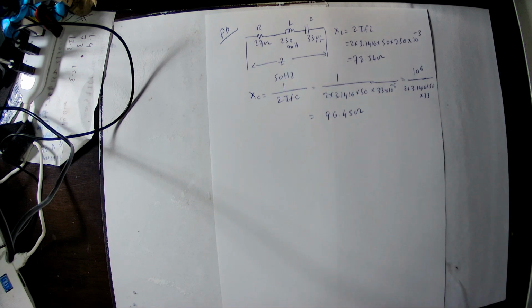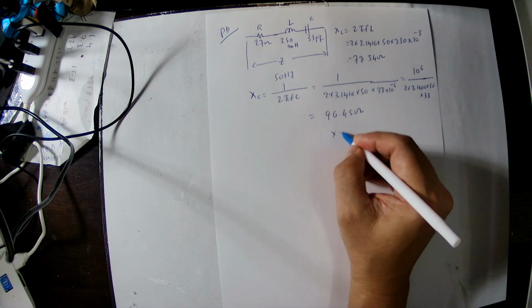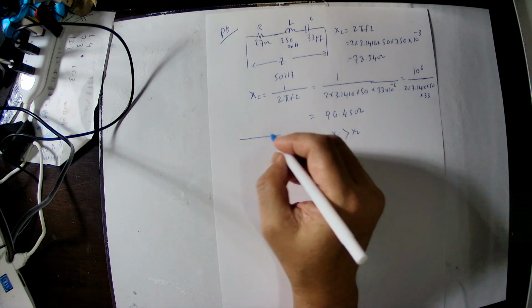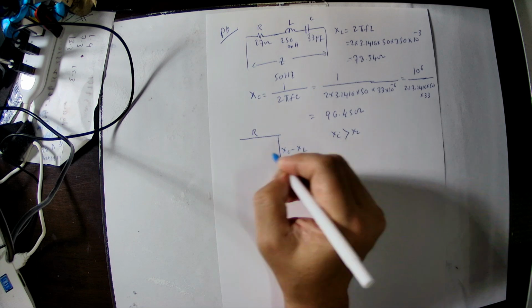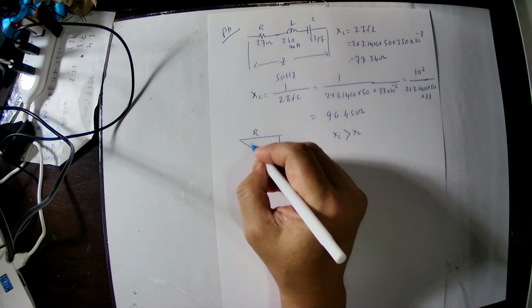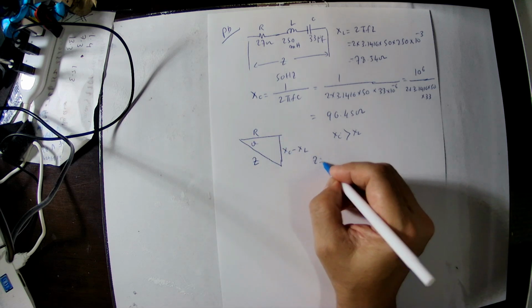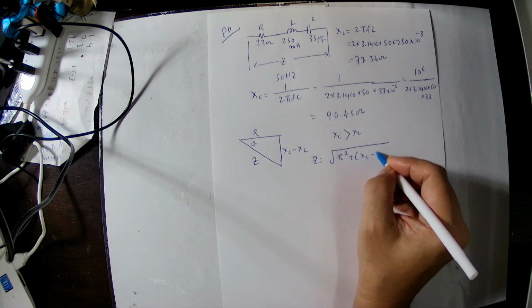In this case, you can see that XC is greater than XL. So when XC is greater than XL, we can draw the diagram. This is for the resistor here. This is XC minus XL. So angle theta. This is impedance Z. So Z equals square root of R squared plus XC minus XL, the whole squared.